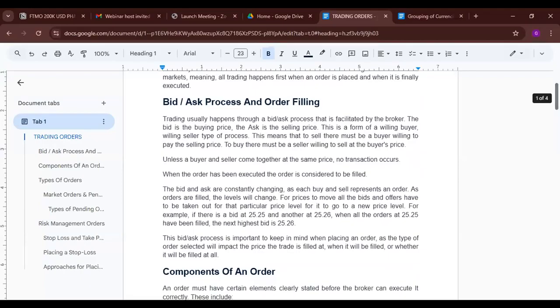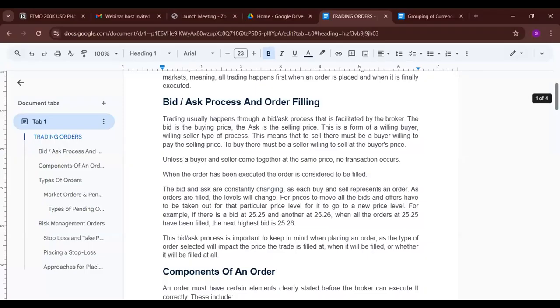Trading usually happens through a bid and ask process that is facilitated by the broker. The bid is the buying price and the ask is the selling price. This is a form of willing buyer, willing seller process. To sell, there must be a buyer willing to pay the selling price, and to buy, there must be a seller willing to sell at the buyer's price. Unless a buyer and seller come together at the same price, no transaction occurs. When the order has been executed, it is considered to be filled.